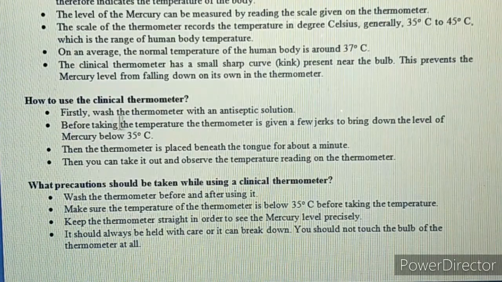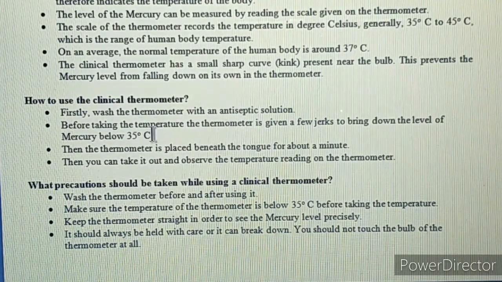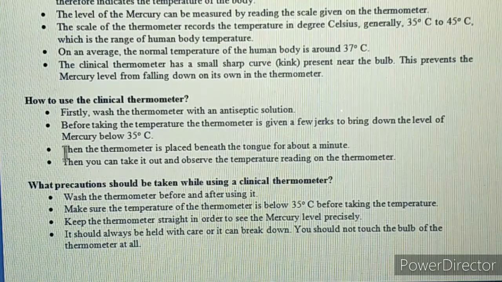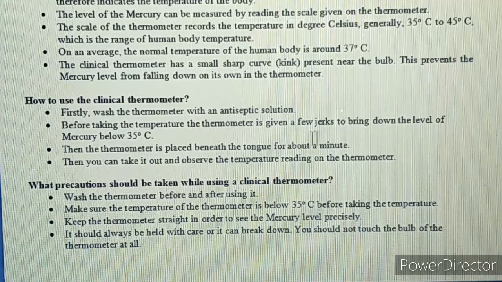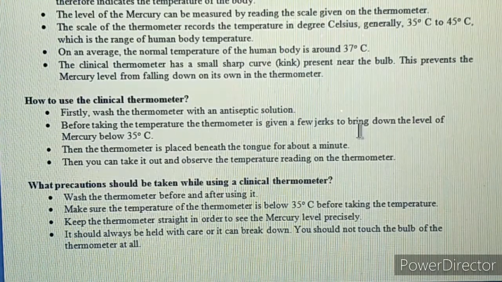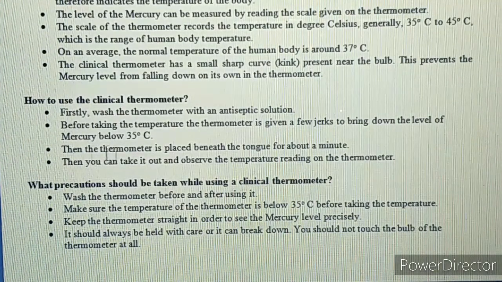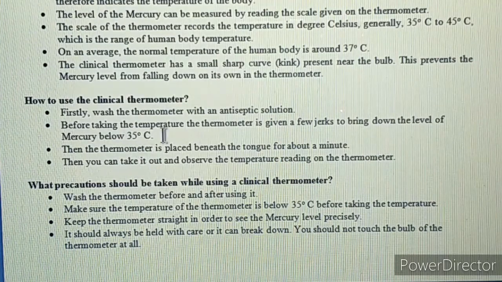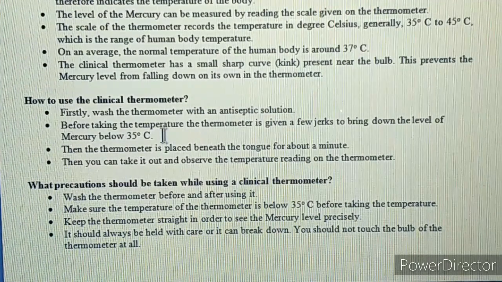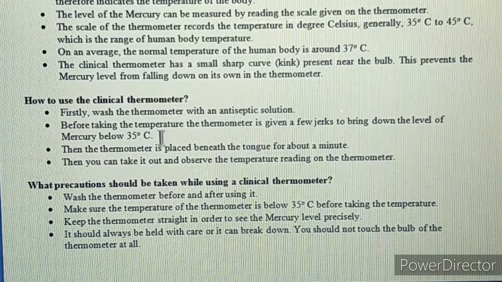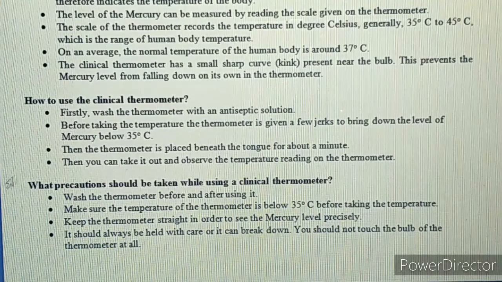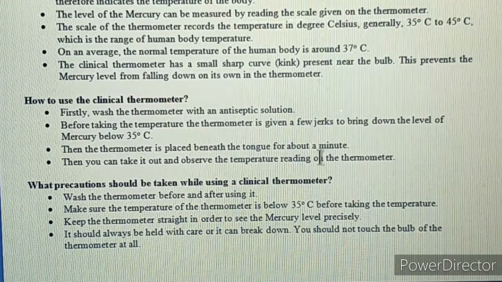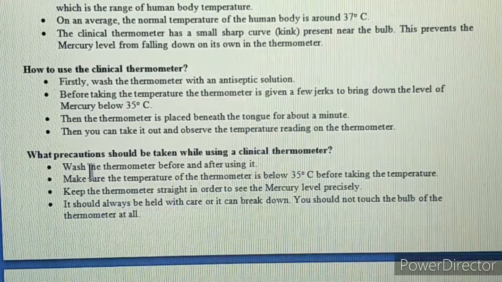So due to that, we should wash the thermometer with an antiseptic solution. Secondly, before taking the temperature, the thermometer is given a few jerks to bring down the level of the mercury below 35 degrees Celsius, so that the accurate temperature can be taken. Then the thermometer is placed beneath the tongue for about a minute. Then you can take it out and observe the temperature reading on the thermometer.